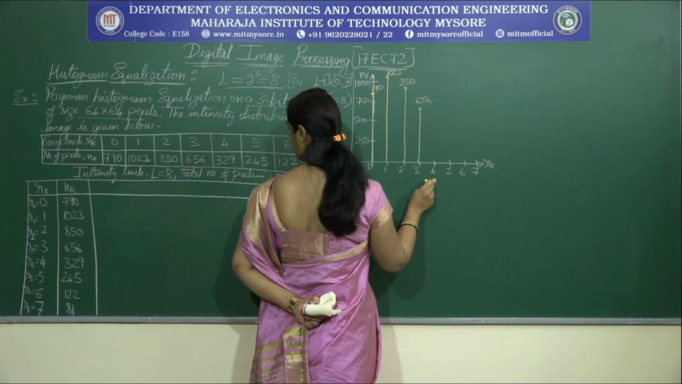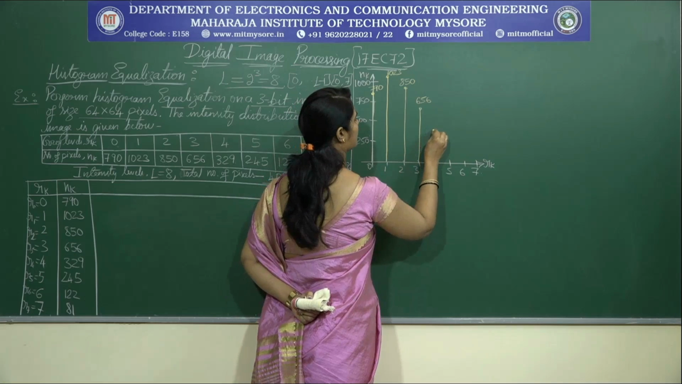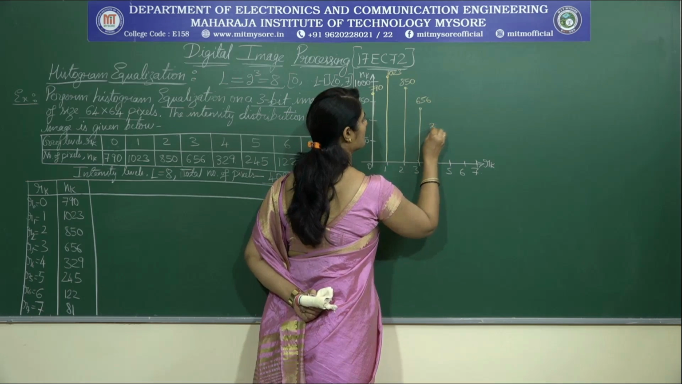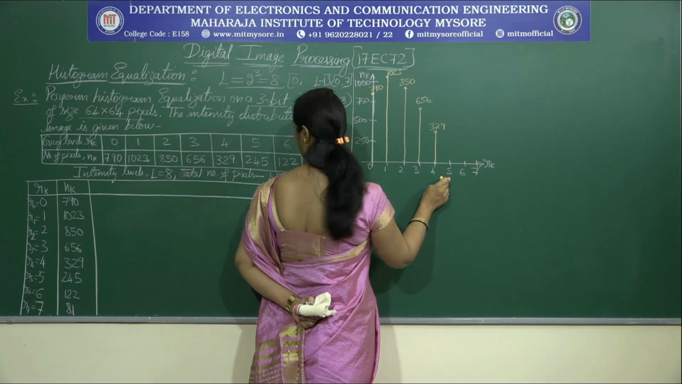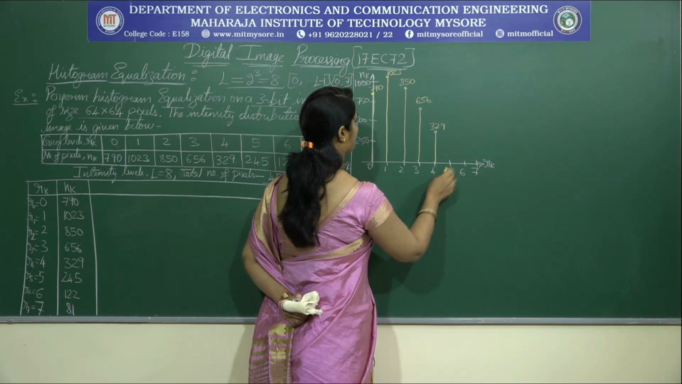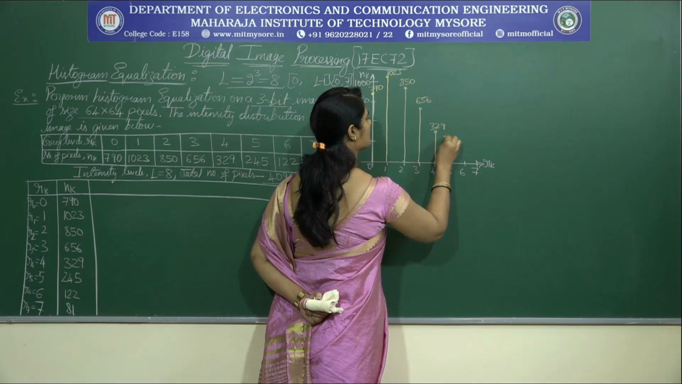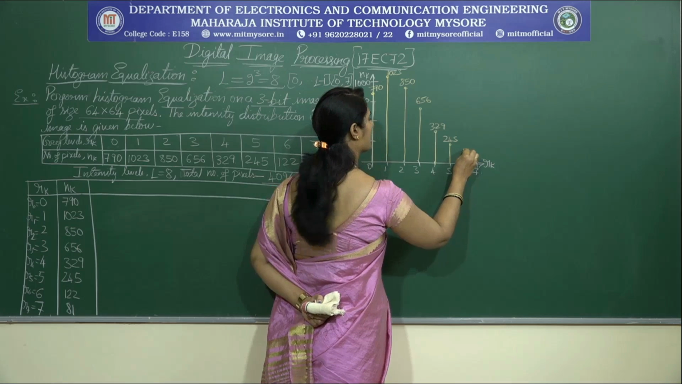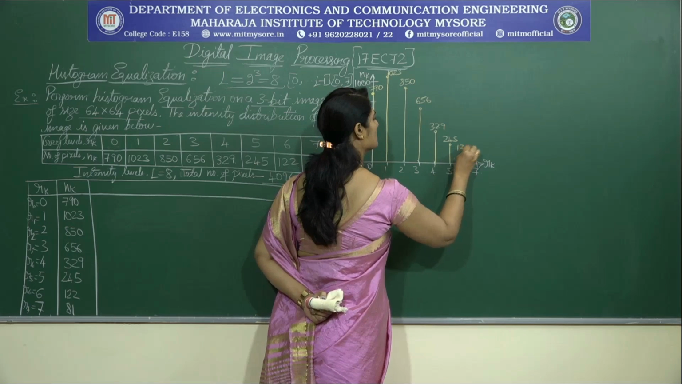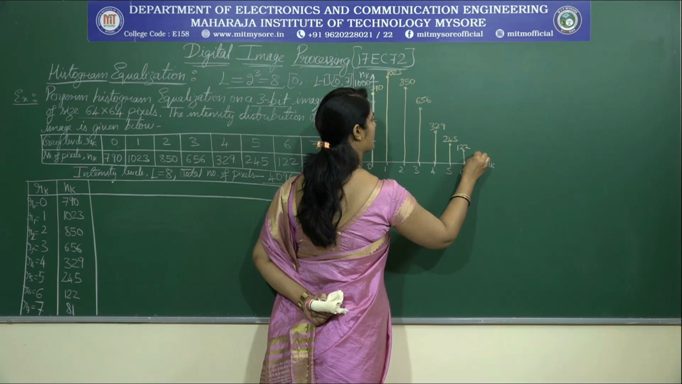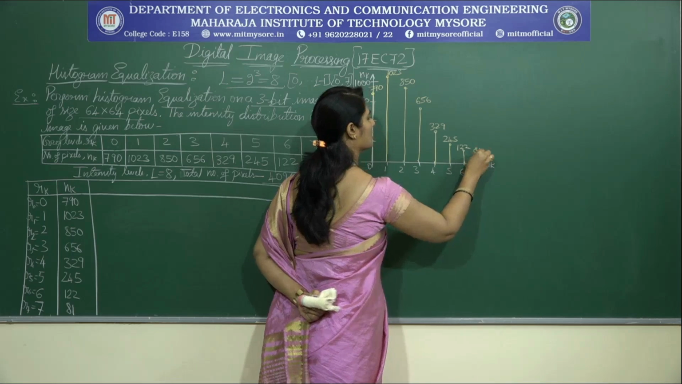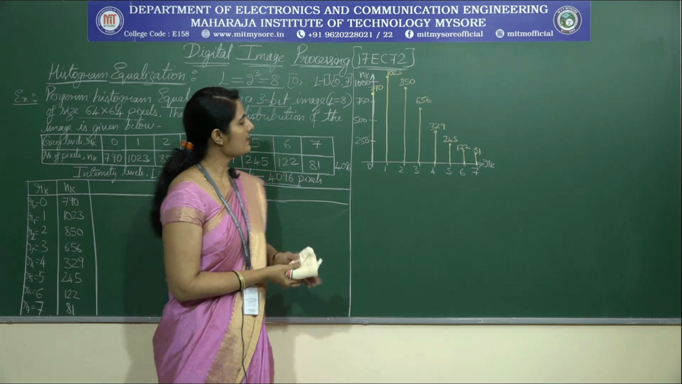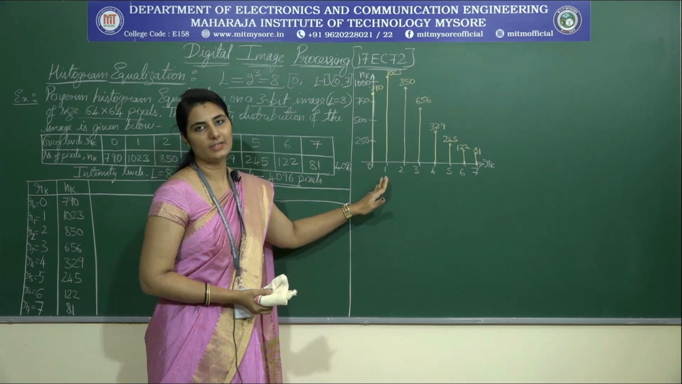Number of pixels having gray level 4 is 329. Number of pixels having gray level 5 is 245. Number of pixels having gray level 6 is 122. Number of pixels having gray level 7 is 81. So now this is the intensity distribution of the given image.